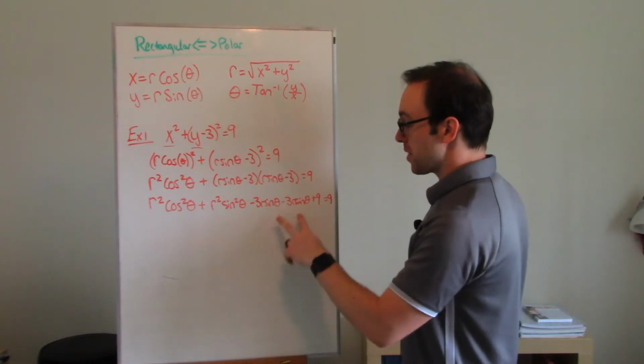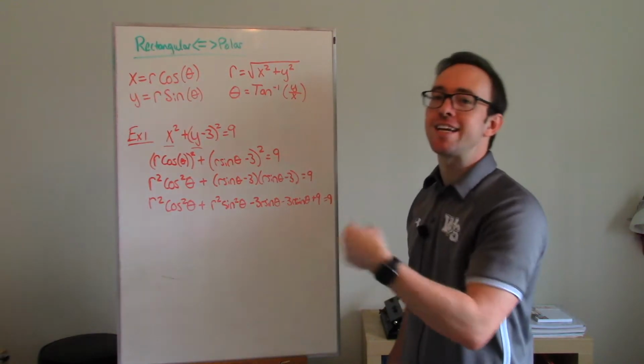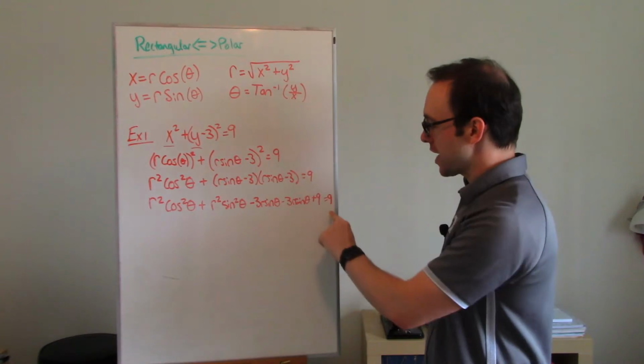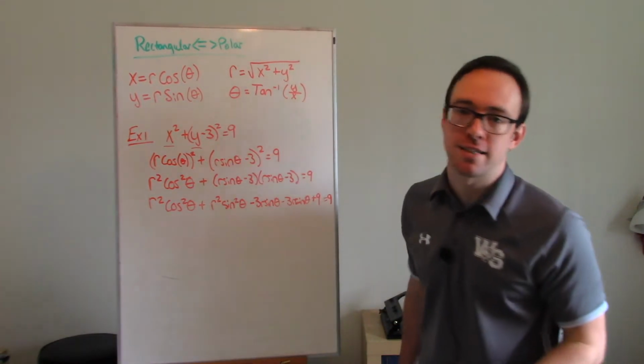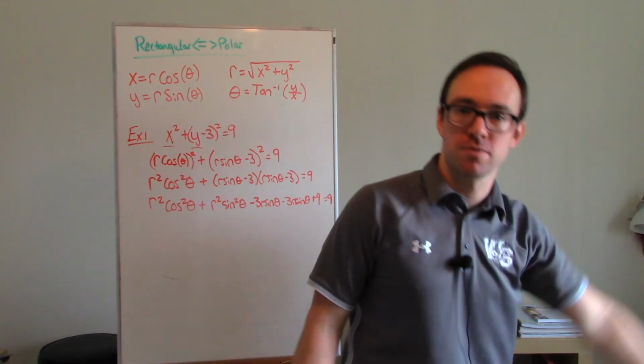So now what you're going to do is combine the like terms here, the negative 3r sines together to make negative 6r sine. And then the next thing while we're doing that is to subtract over the 9, so that we have this whole equation equals 0.